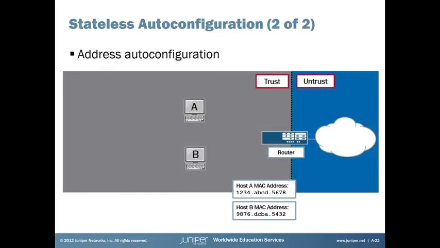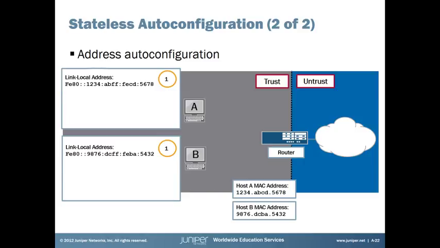Okay, so let's take a look again at this stateless auto configuration. So here we have our router. In this case, this router also looks like it's a gateway as well. So here's our router. We've got host A, which has a MAC address of 1234 ABCD 5678. Host B has a MAC address of 9876 DCBA 5432. Okay, so here we have two hosts, obviously with different MAC addresses.